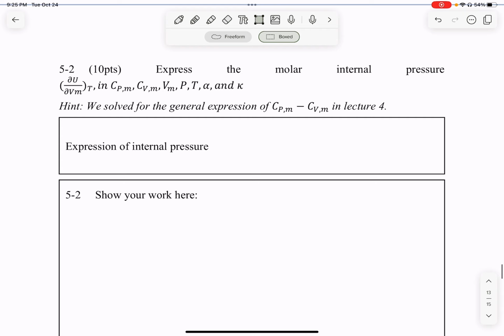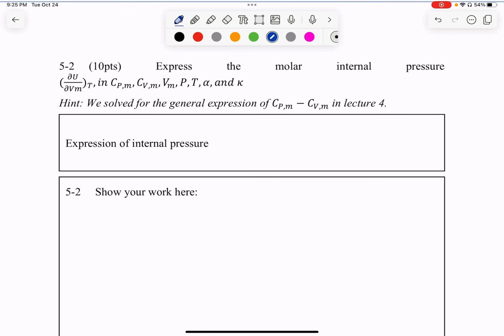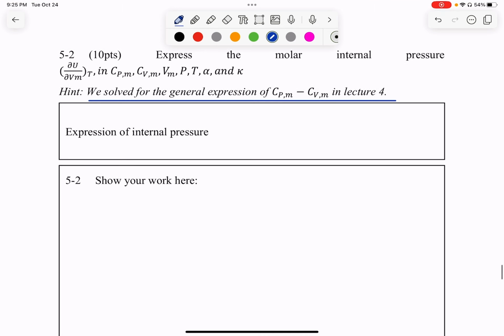And let's see, what else? 5-2. Express the molar internal pressure, the partial derivative of U over Vm at constant T, in these terms. So we give you a hint. We solve for the general expression of Cpm minus Cvm. As we say general expression, we mean this general expression of Cpm minus Cvm is not necessarily for an ideal gas, and this problem didn't specify it being an ideal gas.